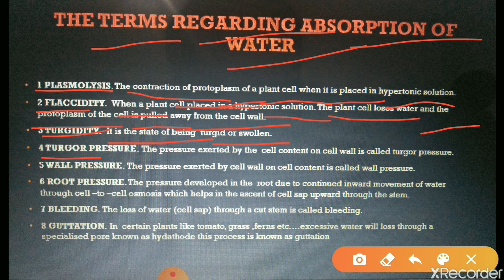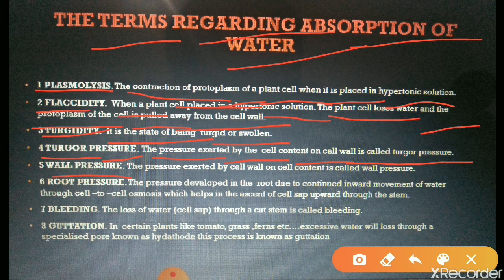Next one is turgor pressure. The pressure exerted by the cell content on the cell wall is called turgor pressure. Always the cell content is exerting or applying a pressure to where? To the cell wall. That pressure we can call turgor pressure. In the case of turgor pressure, the cell content is exerting pressure on the cell wall.